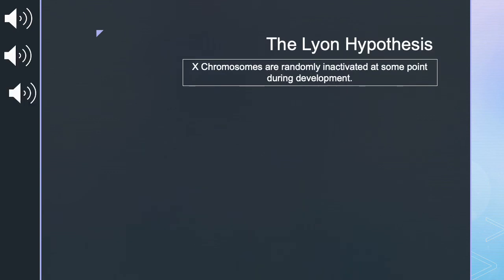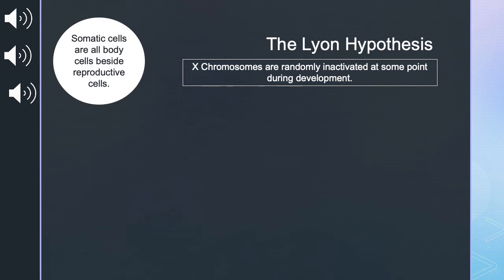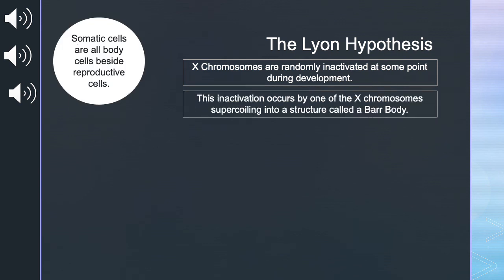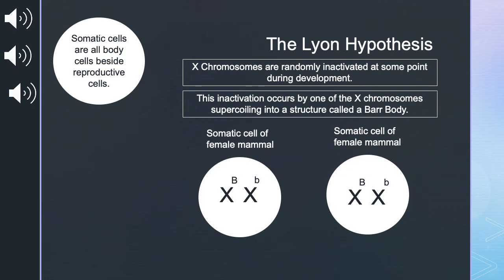The Lyon hypothesis states, at a certain point in the embryonic development of every female mammal, one of the two X chromosomes in each somatic cell is randomly inactivated. This inactivation occurs by one of the X chromosomes supercoiling into a structure known as a Barr body. This means there is only one active X chromosome in each somatic cell of the female embryo, and only the alleles on that active X chromosome will be expressed.